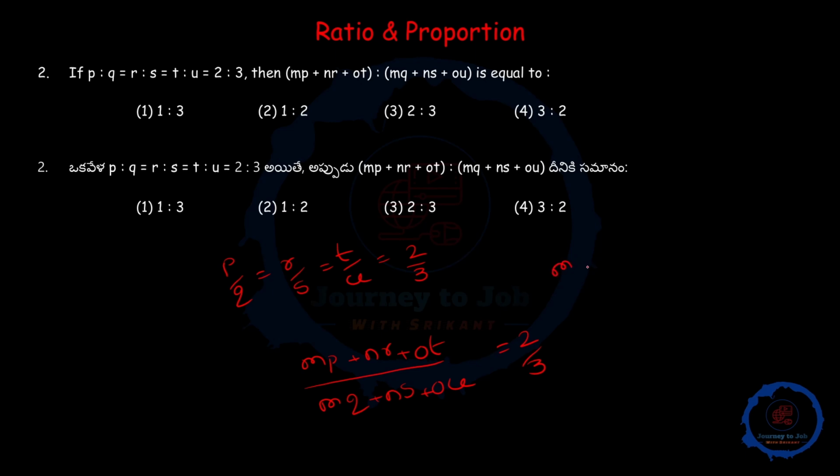See, m into p is what? Let us take p as 2, r as 2, t as 2, and q, s, u are 3. So 2m plus n into r which is 2, so 2n, plus o into t which is 2, so 2o, by m into q which is 3, so 3m, 3n and 3o.